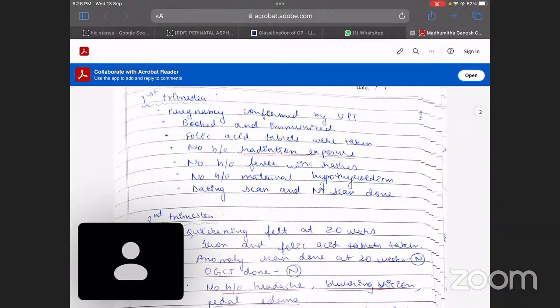Okay. There is no history of maternal hypothyroidism. What is the relation of maternal hypothyroidism in a neurodevelopmental case? Not in CP, in a neurodevelopmental case. What's the importance of maternal hypothyroidism?